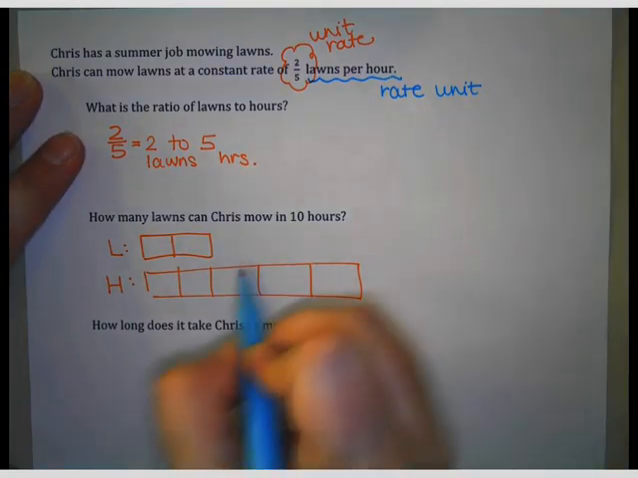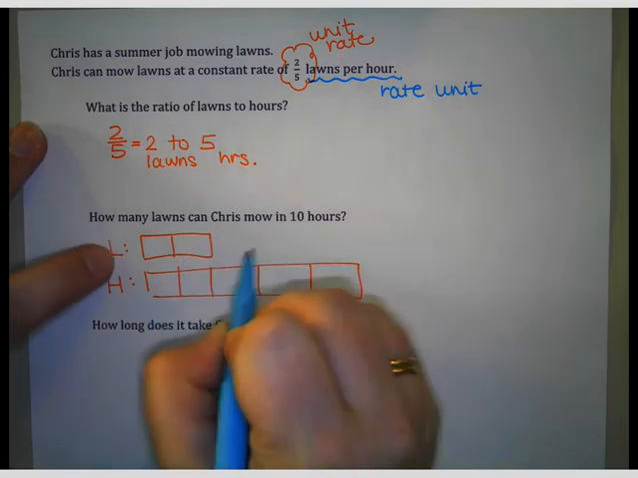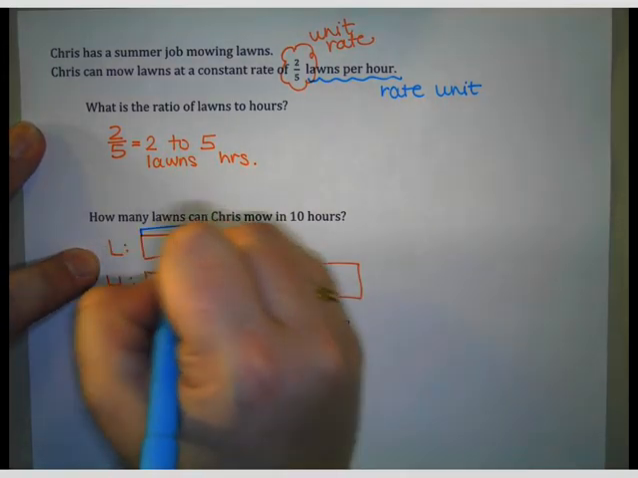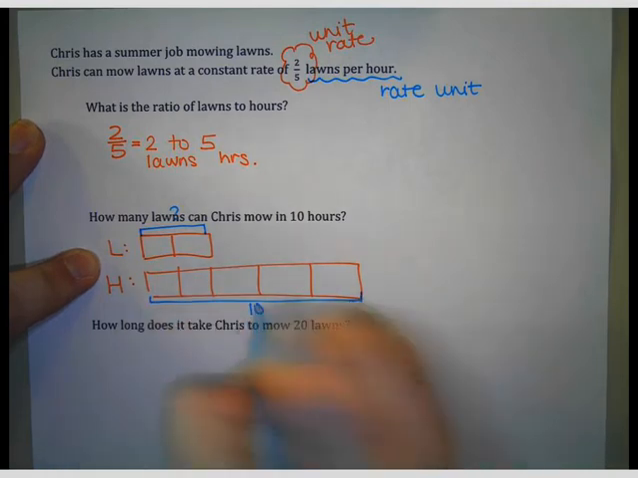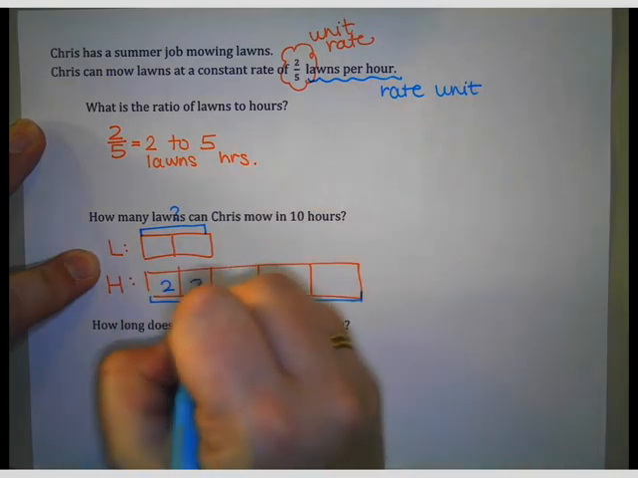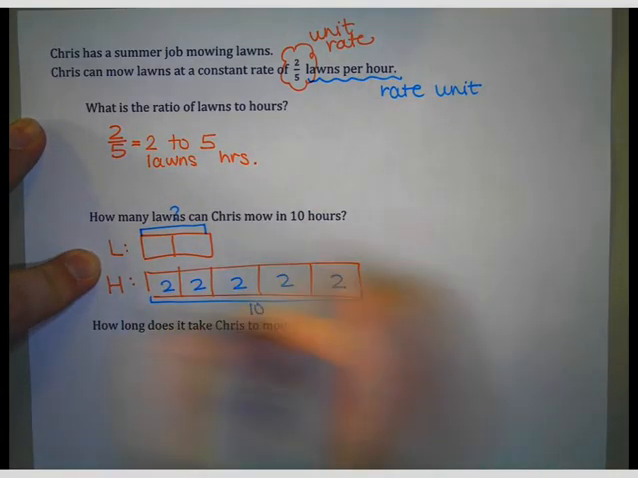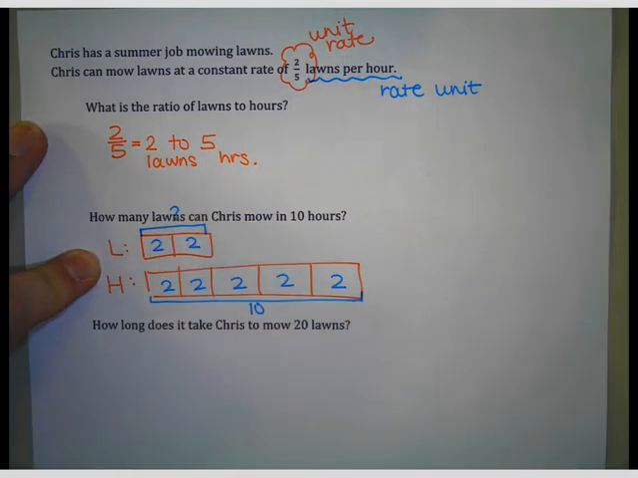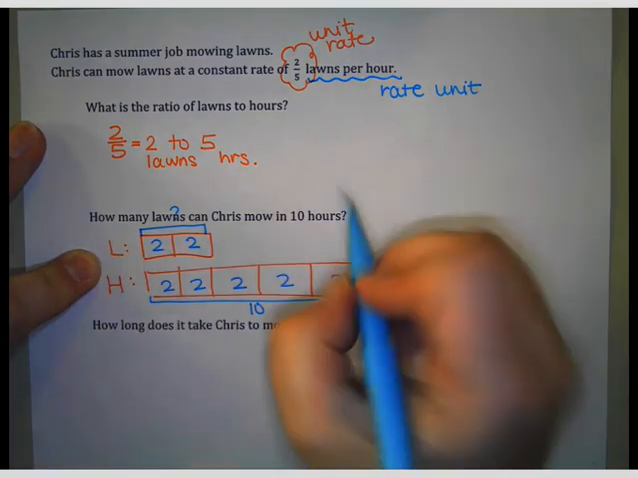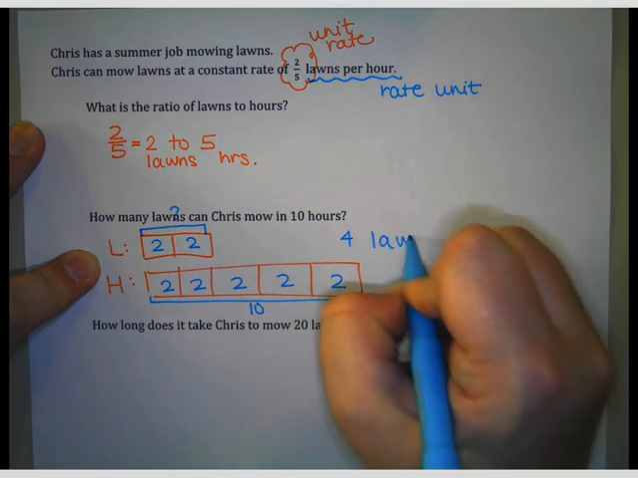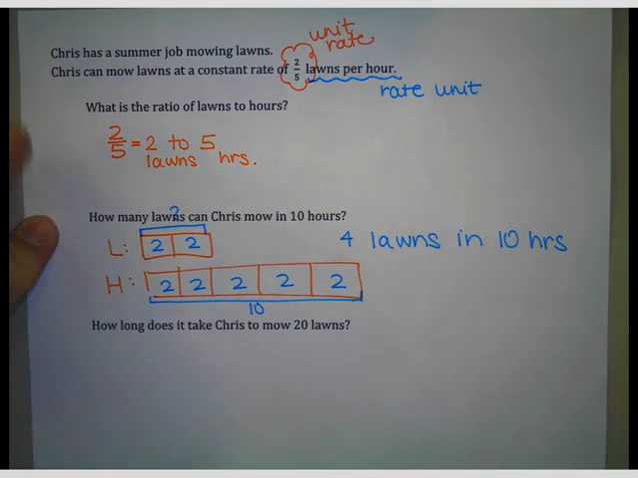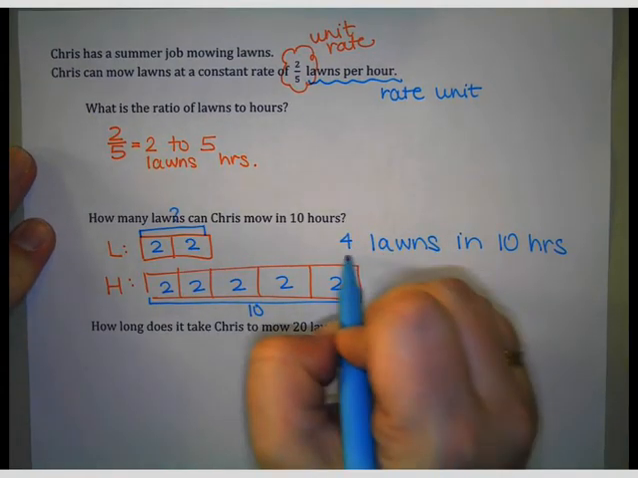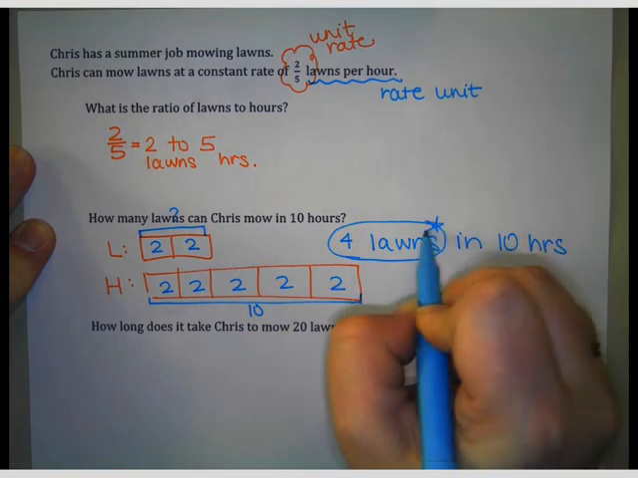And if I care how many lawns he can mow, so I'm looking for how many lawns can he mow in 10 hours. If I have 5 boxes and the whole bar is worth 10 hours, that means each box is 2. So up here, each box is 2. So the number of lawns he can mow is 4 lawns. 4 lawns in 10 hours. There's his rate, okay? But the answer to the question is this 4 lawns.